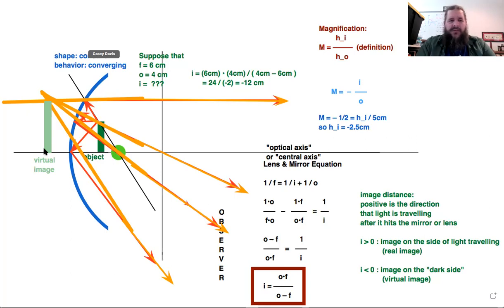How do we know it was upright? In terms of the diagram, because the rays of light intersected at this point above the optical axis. And in terms of the equation, because we ended up with a positive value for M. If you actually plug in negative 12 for I and positive 4 for O, the negatives end up canceling out and you get a positive value for magnification. And that means it is not flipped over.